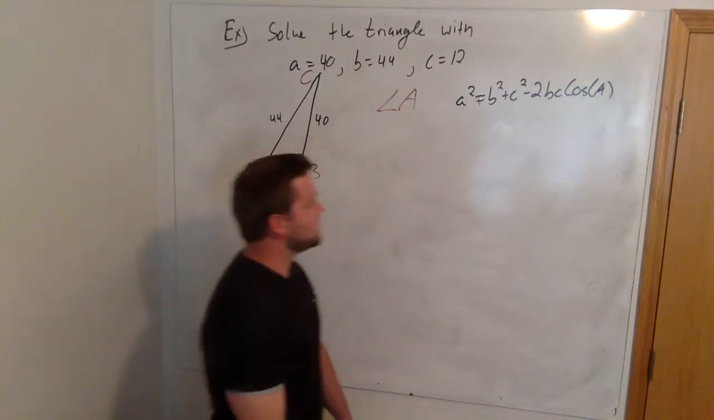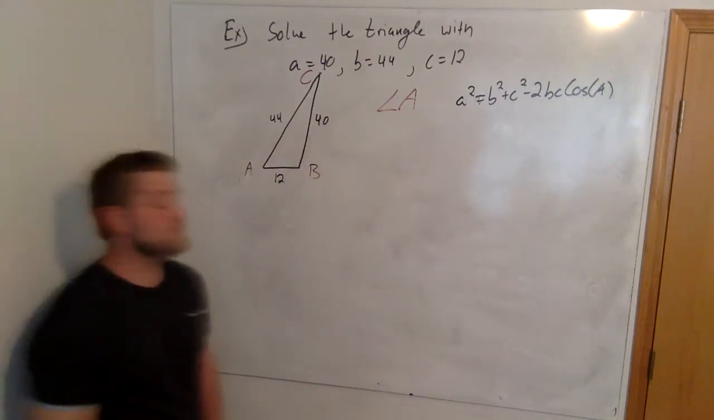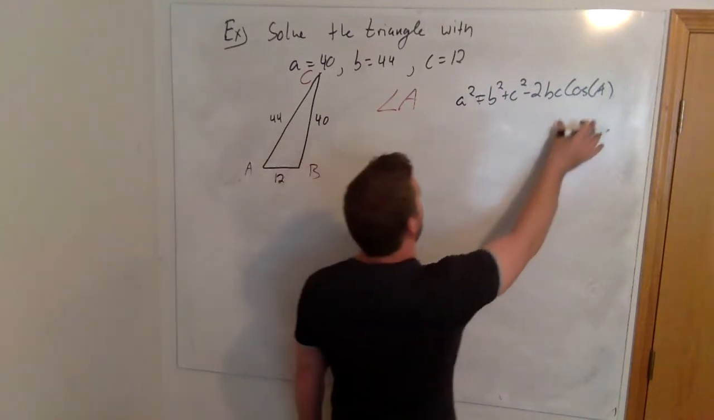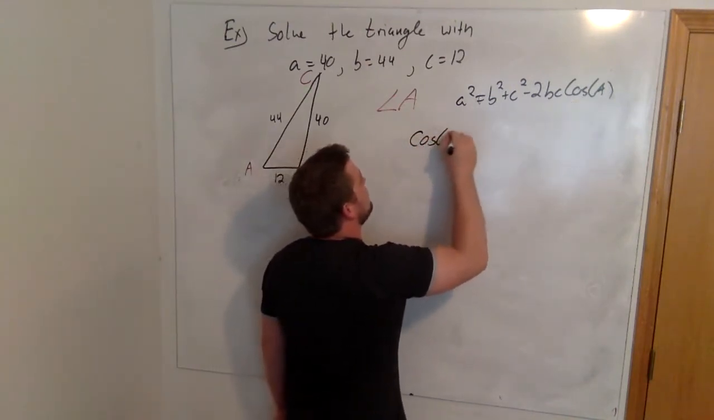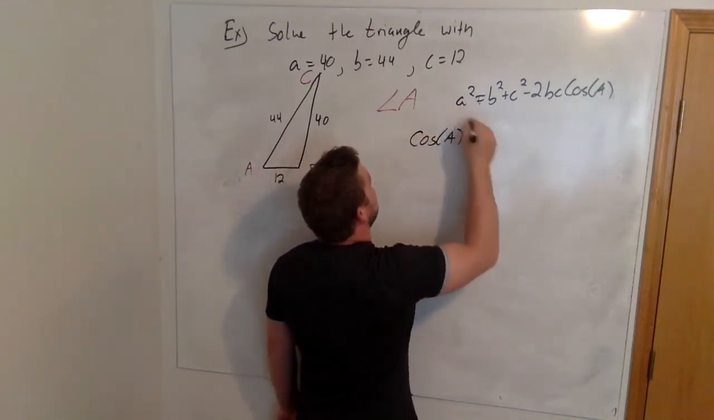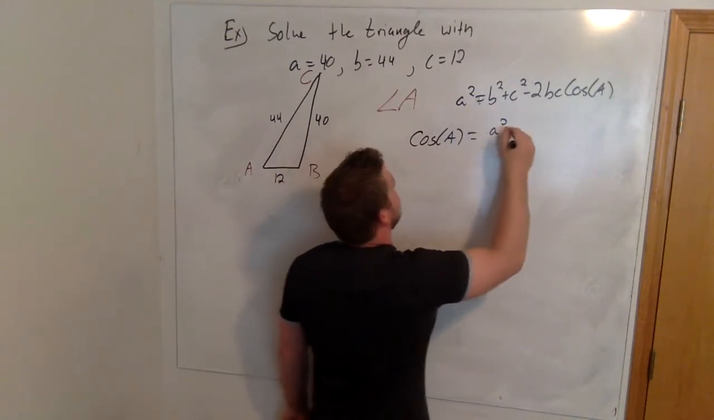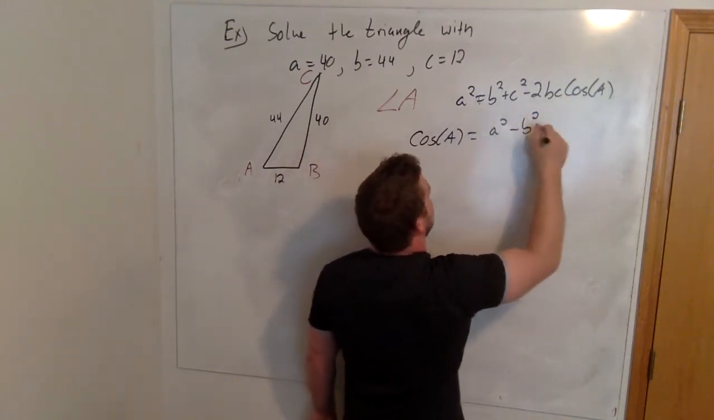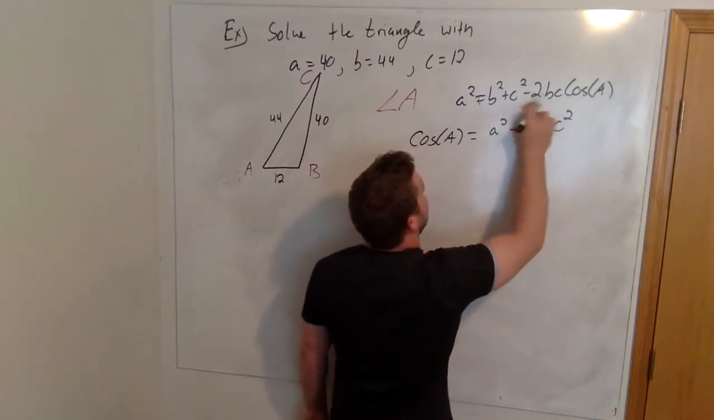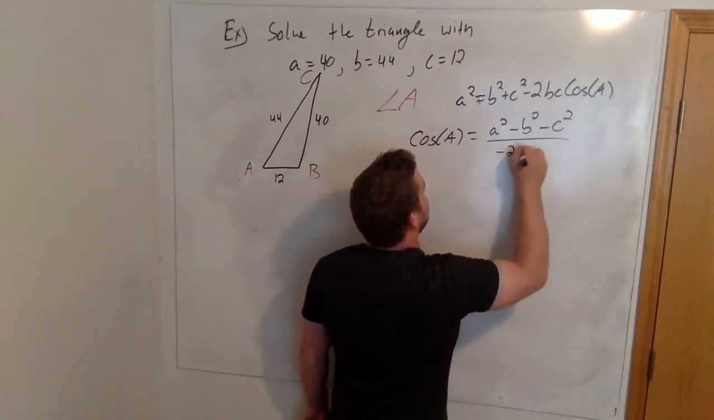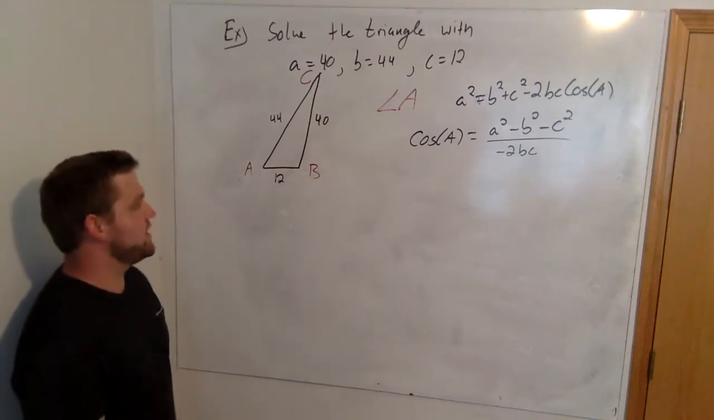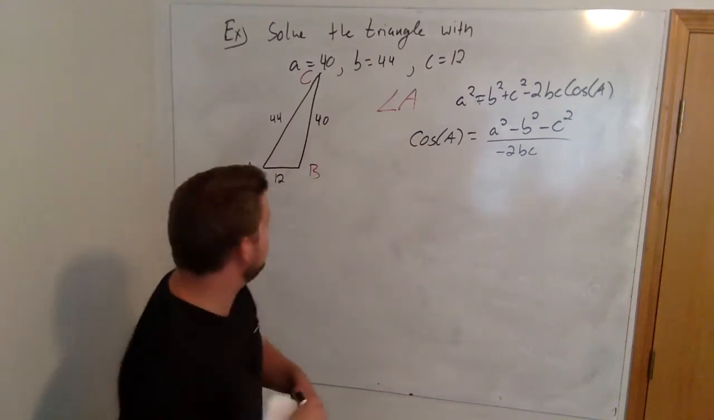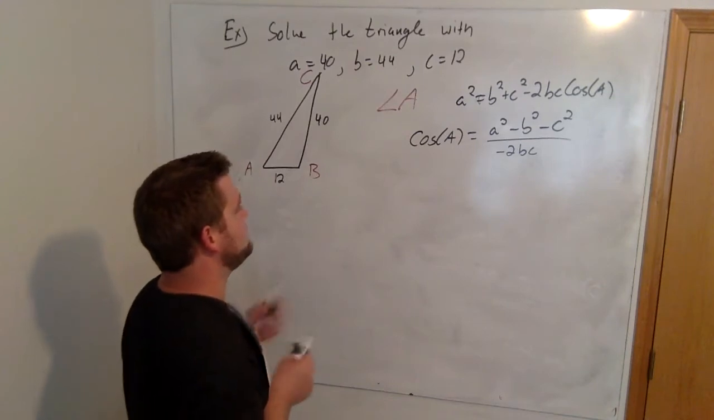angle A. What I'm going to do from here is take the law of cosines and solve for the cosine of A. So the cosine of A, well, I'll start with a squared. I'll subtract off the b squared, I'll subtract off the c squared, and then I'll divide by the negative 2bc. So we have solved for the cosine of A. Okay, let's plug in the other pieces that we need to know, our a's, b's, and c's here.